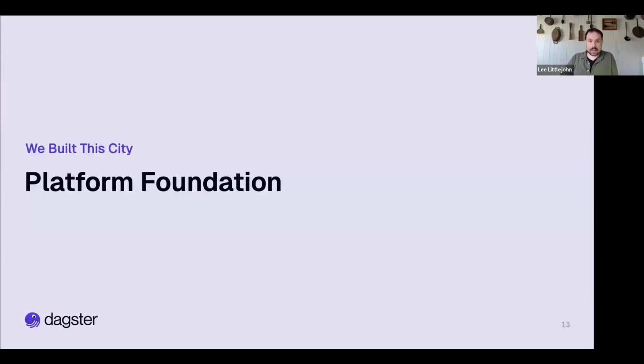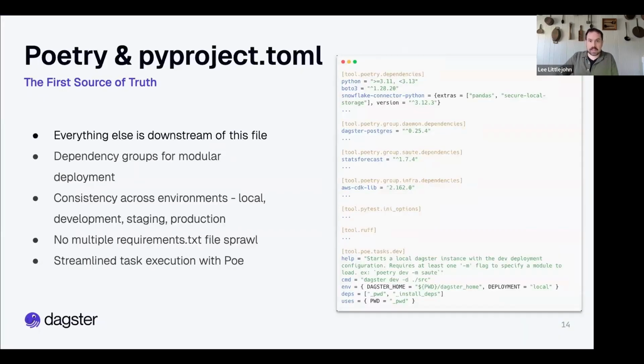Okay, so let's go ahead and dig in. Starting at the beginning here, we've got Poetry and the pyproject.toml file. That's the foundation of our entire organizational structure. It defines all the dependencies and, crucially, our team structure through dependency groups. Each team gets its own dependency group, which enables selective modular deployment.